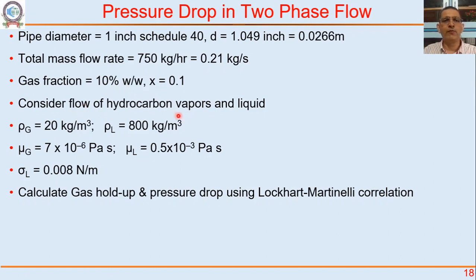If I consider some properties, let's say rho_g is 20 kg per meter cube, mu_g is 7 x 10^-6 pascal second, rho_L is 800, mu_L is 0.5 x 10^-3, and surface tension is 0.008. And we calculate the pressure drop using the Lockhart-Martinelli method.